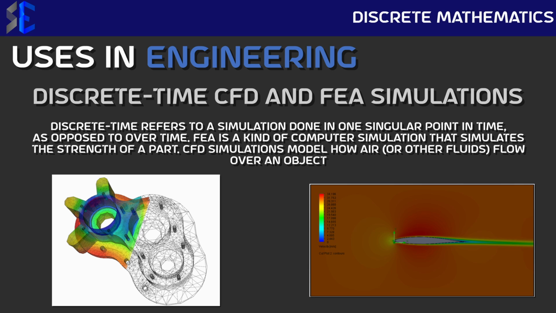Discrete mathematics plays an unimaginably big role in the field of engineering. An example of this is discrete time CFD and FEA simulations, hence the name discrete time. If you are unfamiliar with these terms, discrete time refers to a simulation which is done at one point in time and not over time. FEA, or finite element analysis, is a type of computer simulation which measures the strength of engineered parts and is shown in the picture on the left. CFD is a computer simulation which models the flow of air or any other fluid around an engineered part and is shown in the picture on the right.